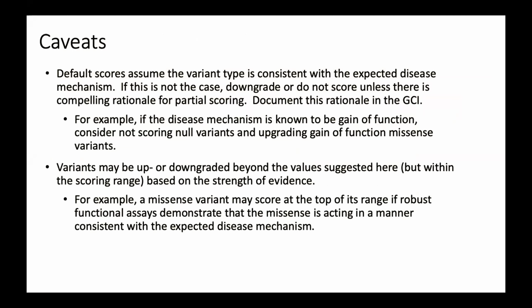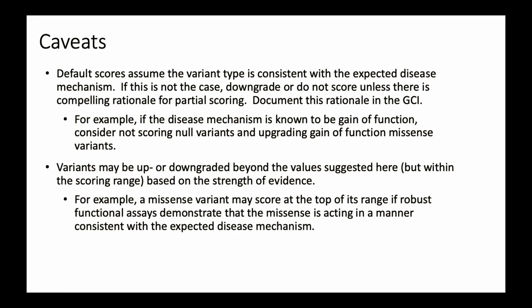We do want to present some caveats just to remind you that these default scores do assume the variant type is consistent with the expected disease mechanism. If this is not the case, downgrade or do not score that evidence unless there is compelling rationale for partial scoring. Again, if your gene disease mechanism is gain of function and you are presented with an individual that has a loss of function or truncating variant, you may want to consider not scoring that case or scoring down. Certainly check with your GSEP and see how they feel about that scoring.